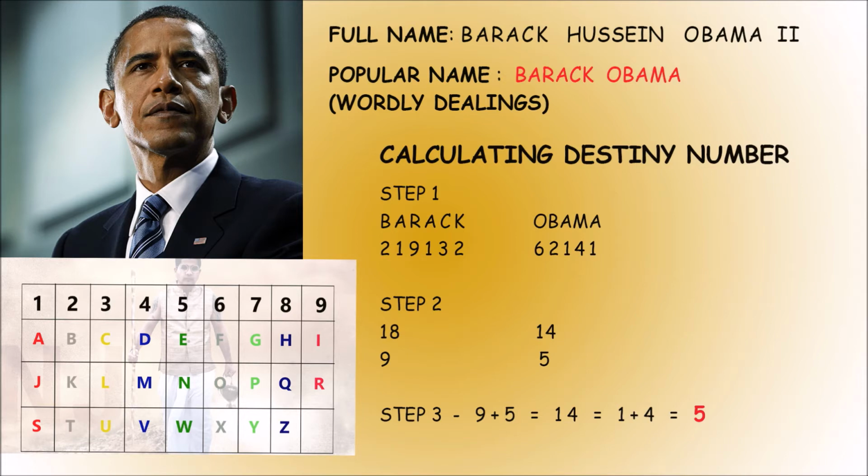So in step 2, we have reduced the first name and the surname to single digits, and in step 3, we have to add these two digits. So adding 9 plus 5 is going to give us the answer 14. Now by making a sum of 1 plus 4, you are going to get your answer in the form of the destiny number as 5.